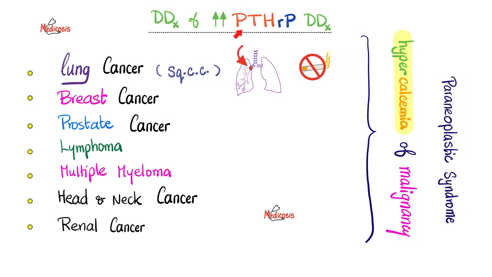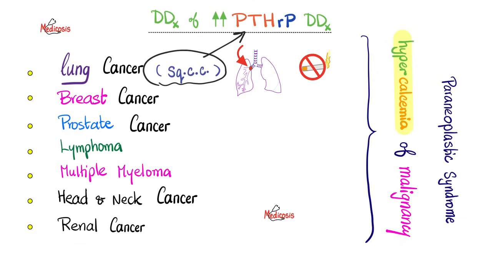What causes elevation of PTHrP levels in the blood? Cancers, of course, such as lung cancer, breast cancer, prostate cancer, lymphoma, multiple myeloma, head and neck cancer, and renal cancer. By the way, lymphomas are always malignant. I know that the name might seem benign, but all lymphomas are malignant. And that's why the old name for lymphoma was lymphosarcoma. Definitely malignant. What specific subtype of lung cancer causes the increase in PTHrP? The answer is the squamous cell carcinoma. Not the small, not the large, not the adenocarcinoma of the lung, but the squamous.